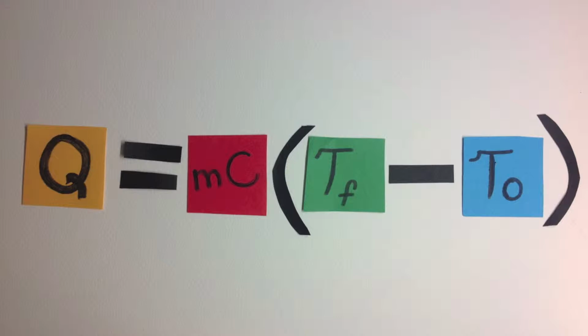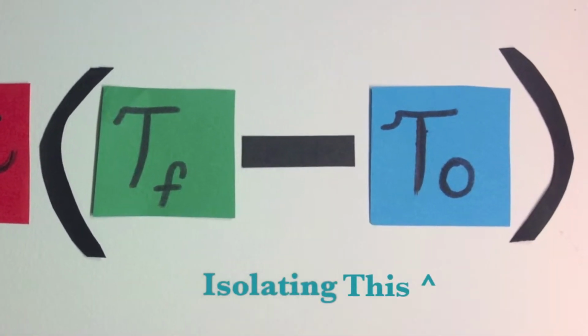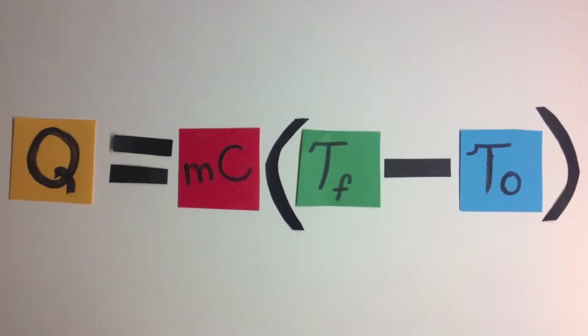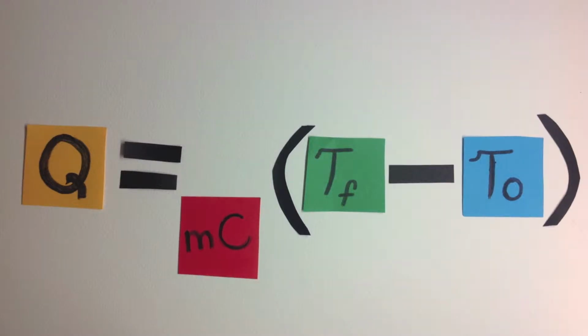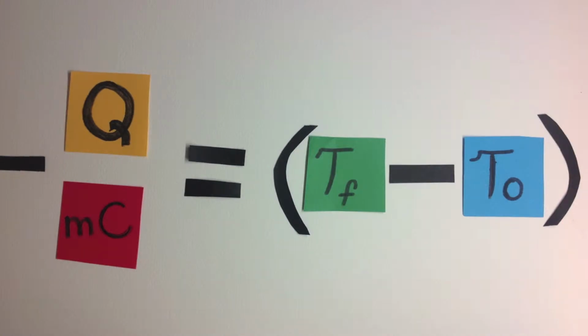Of isolation. For this specific example, we're going to be isolating the variable TO. As you can see, our variable is inside a set of parentheses. So to start off, we need to remove any variable that is multiplying the parentheses. In this case, we divide both sides by MC. This way, we cancel out the MC on the right side.